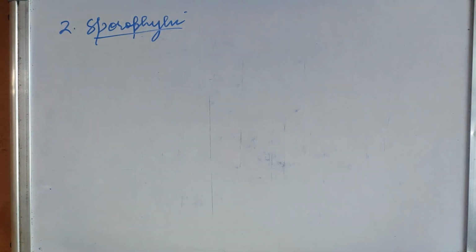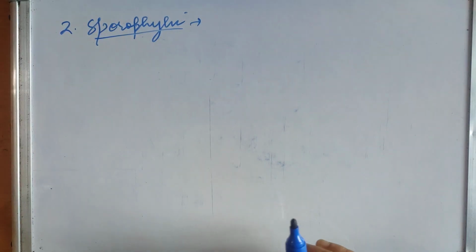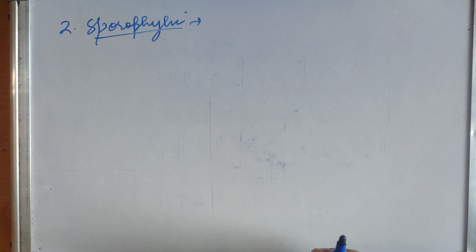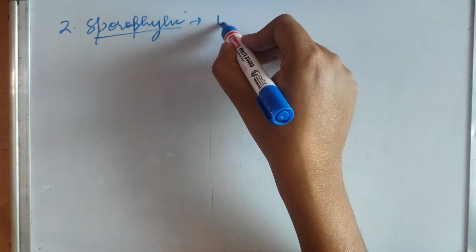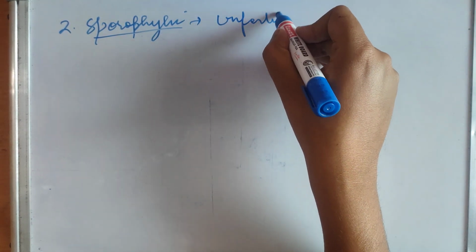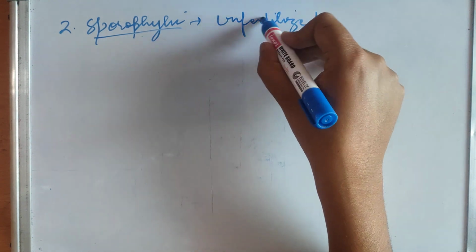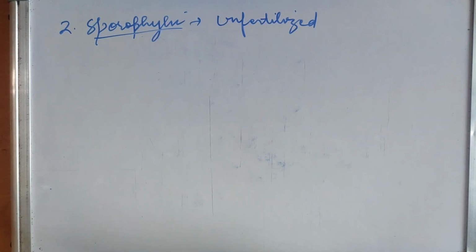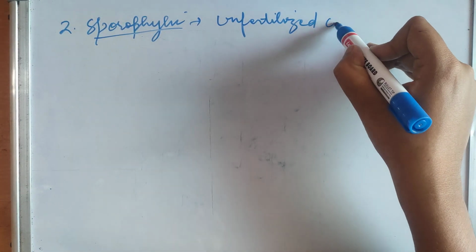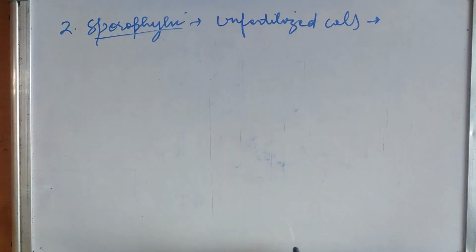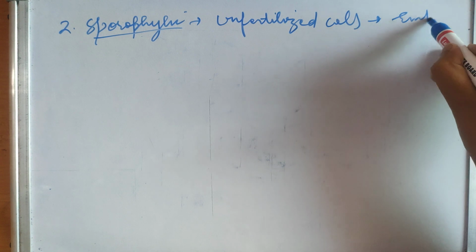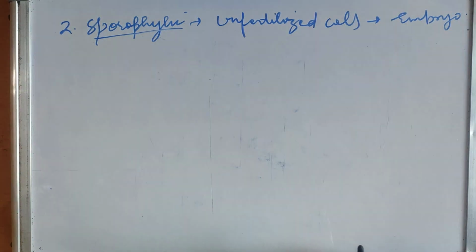So it is also divided into three types. First of all, in sporophytic apomixis, unfertilized cells give rise directly to an embryo. In gametophytic apomixis, we know that unfertilized cells give rise to a megagametophyte, but here unfertilized cells give rise directly to an embryo.